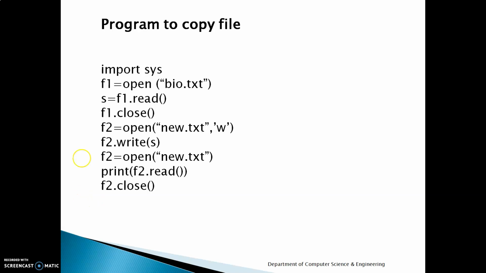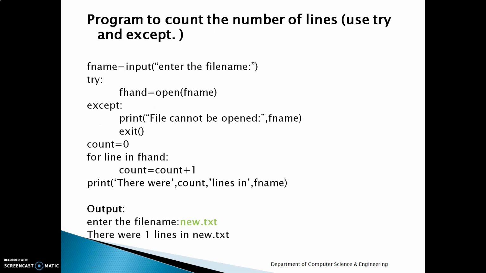Once you write it, you're then opening it in order to read it. So again you need to do an open new.txt. Why are we doing it again? Because this time you want to open it in read mode. So when you open it in read mode now, f2.read and then f2.close. So this is how you write a simple program to copy a file.